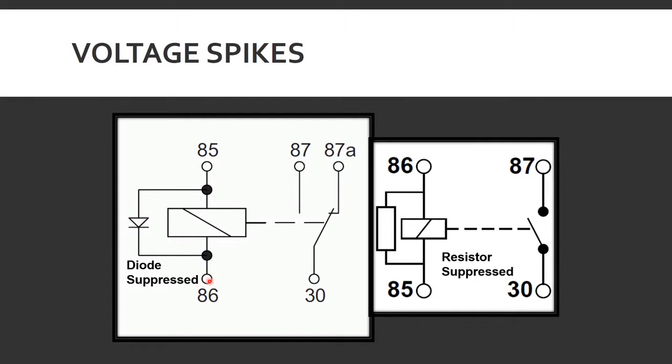So terminal 86 here gets power. Power flows through the coil out of terminal 85, which is ground. When I remove power on 86, the magnetic field in this coil collapses and comes out of the negative side. We don't want this transient spike to go through the electrical system, so we put this diode here to allow it to circulate and take that voltage down to zero. And the same thing applies to the resistor that is placed in parallel to the coil.